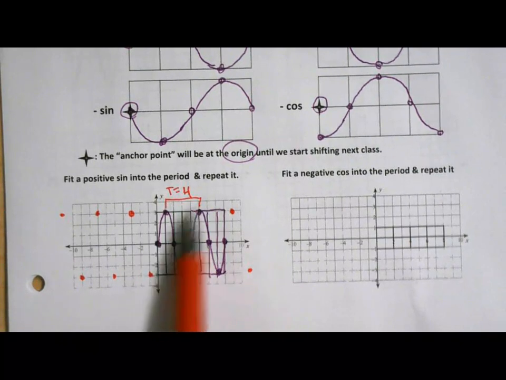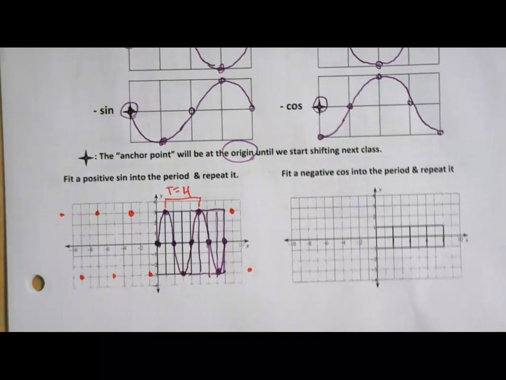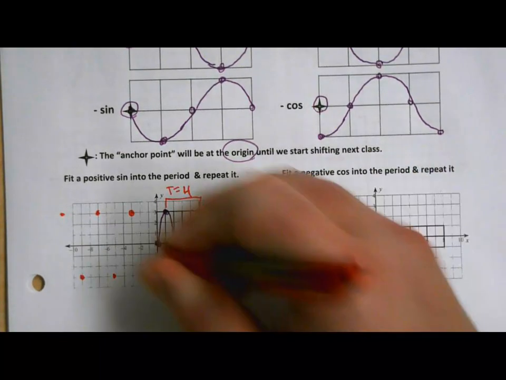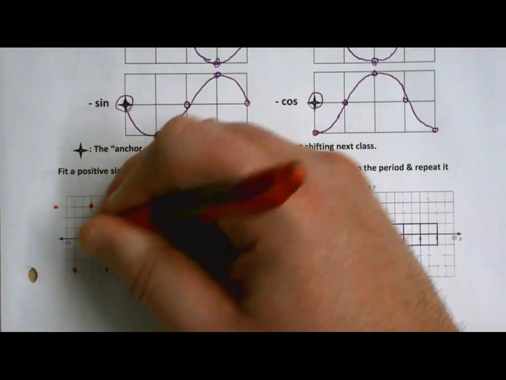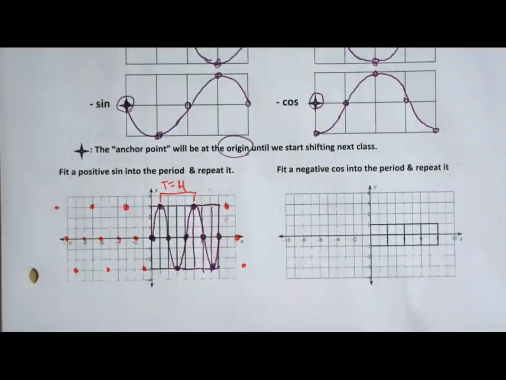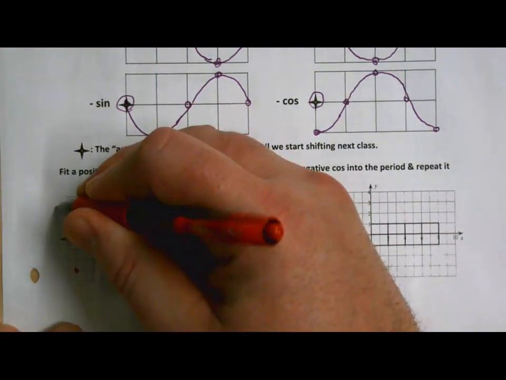So our period here is 4. Our x-intercepts are happening every 2 units. So I would just go through my x-axis and draw another point every 2 units. When I do this, I always draw all of the points first. I'll do all my maxes at one time, all my mins at one time, and all my x-intercepts at one time. And then once I've got all my dots, it's really simple to come back and connect them.